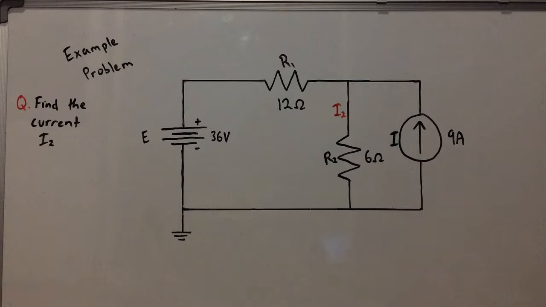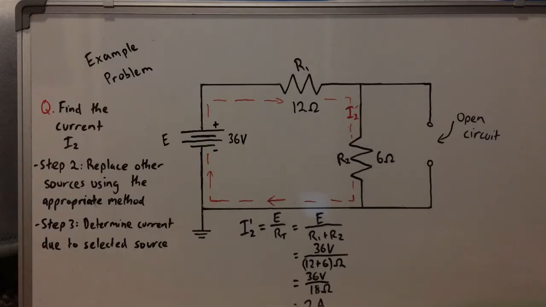We are now going to take a look at an example problem and use the steps that were previously stated to solve the problem. This is a basic superposition problem that will further your understanding. The example requires us to find the current flowing through I2. The second step is to replace any other sources with the appropriate method. In this case, an open circuit, as we are replacing a current source.